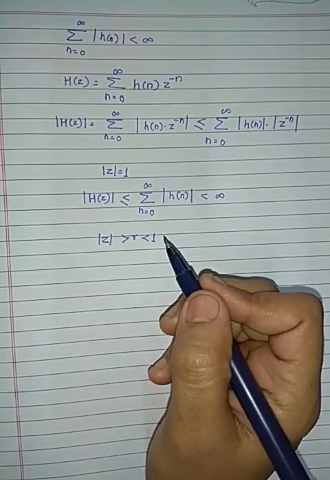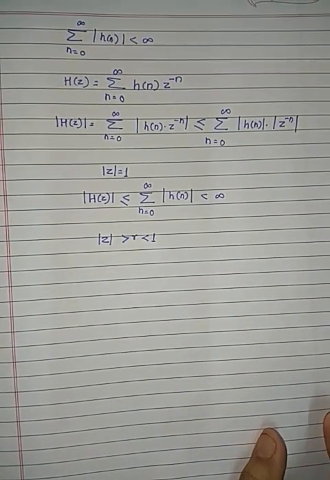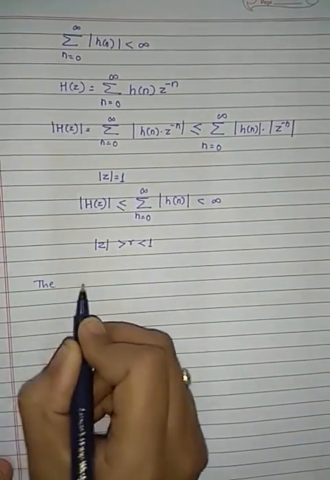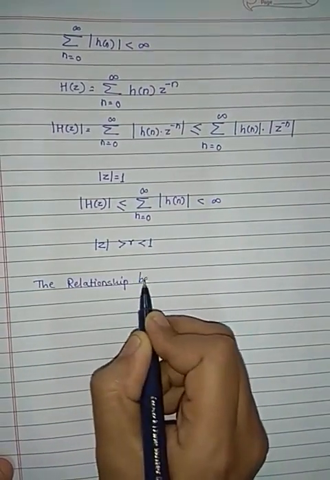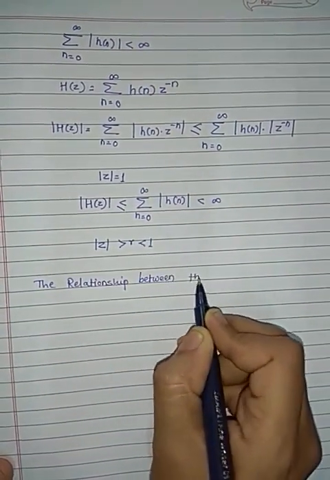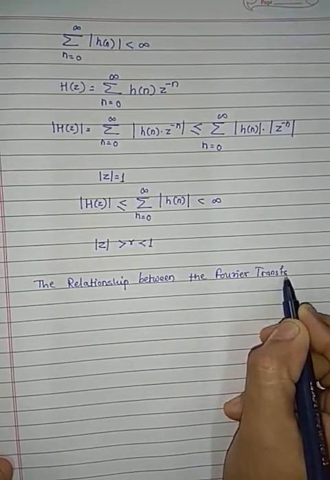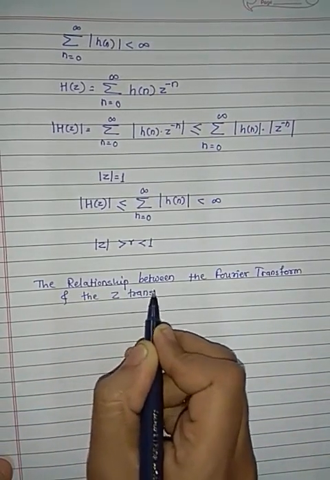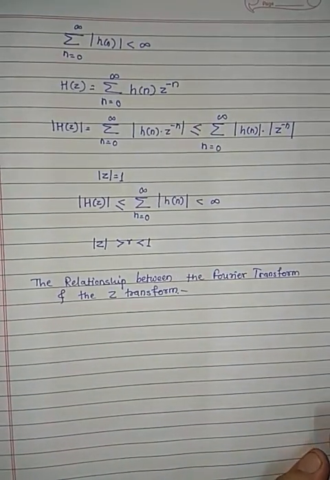Okay, the relation between the Fourier transform and the Z transform is what we are going to see now. So the relationship between the Fourier transform and the Z transform.